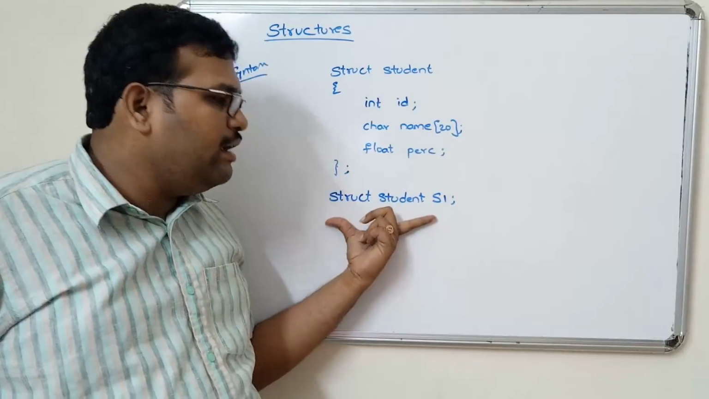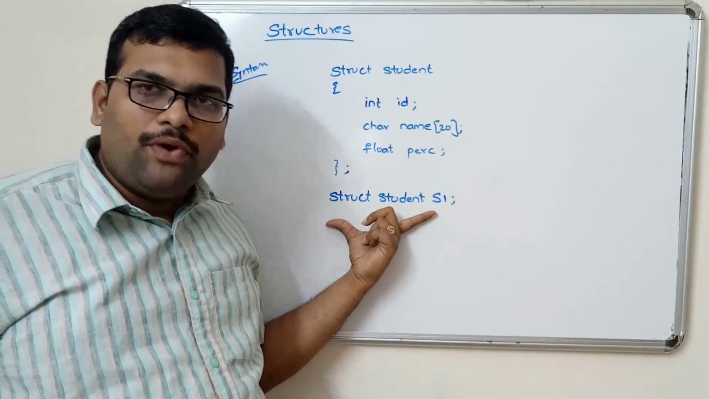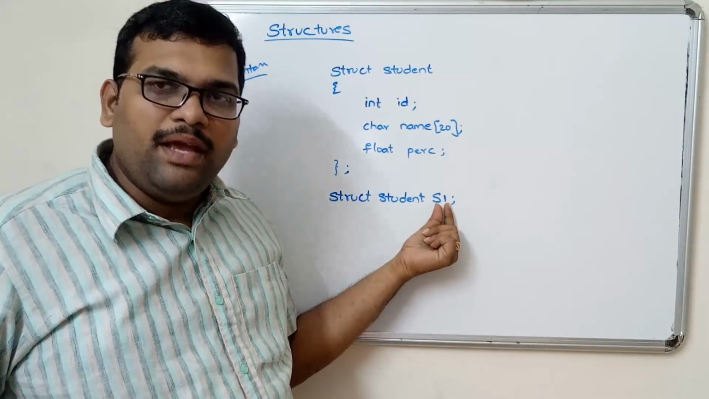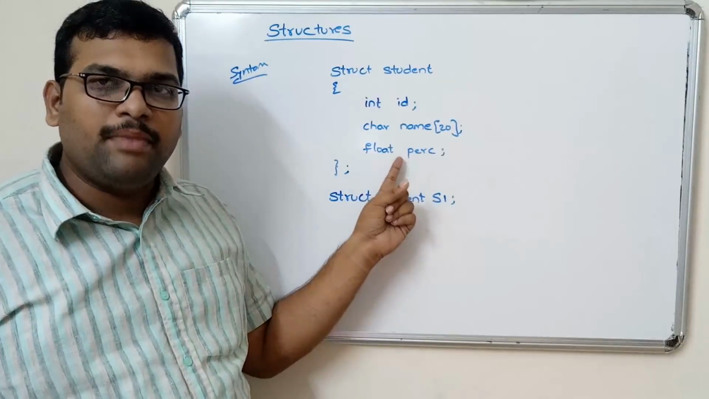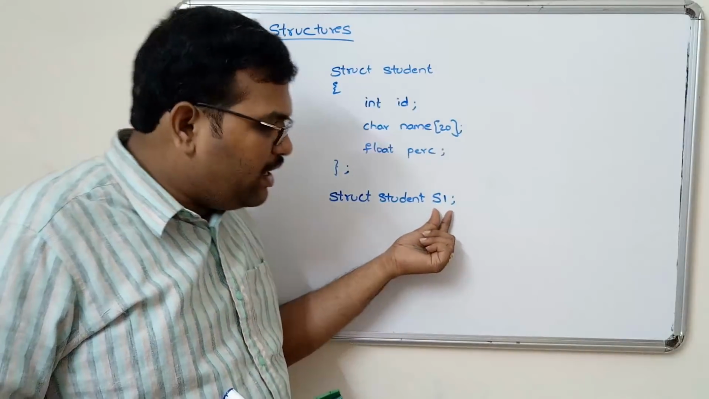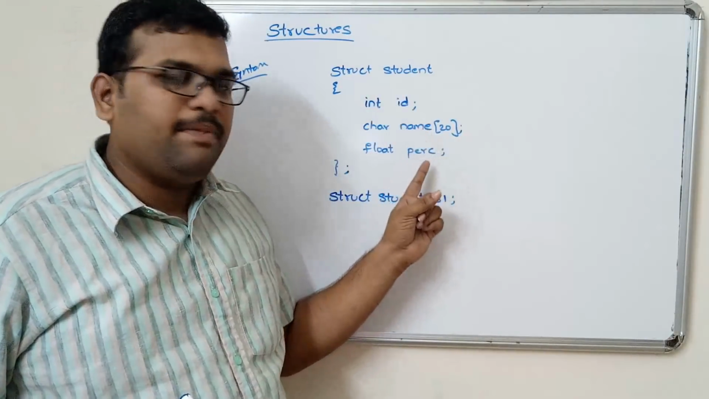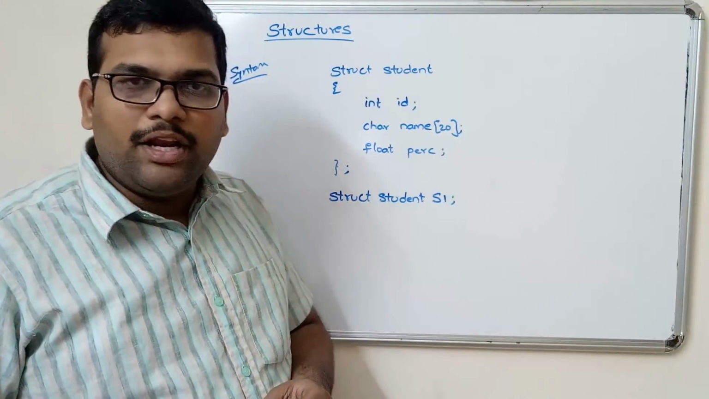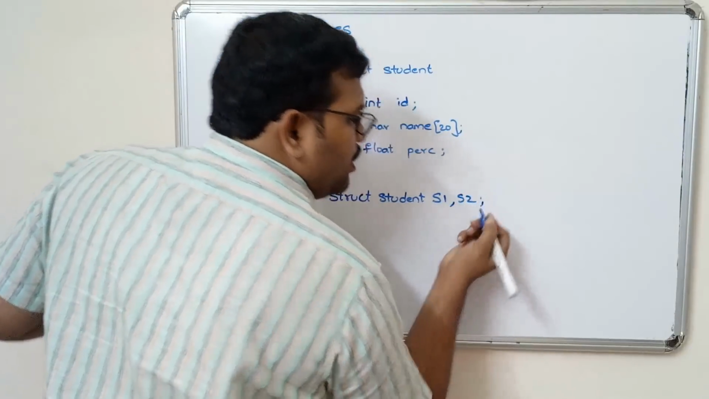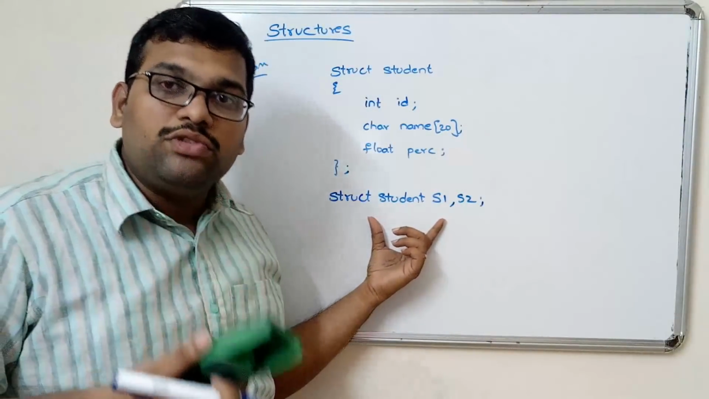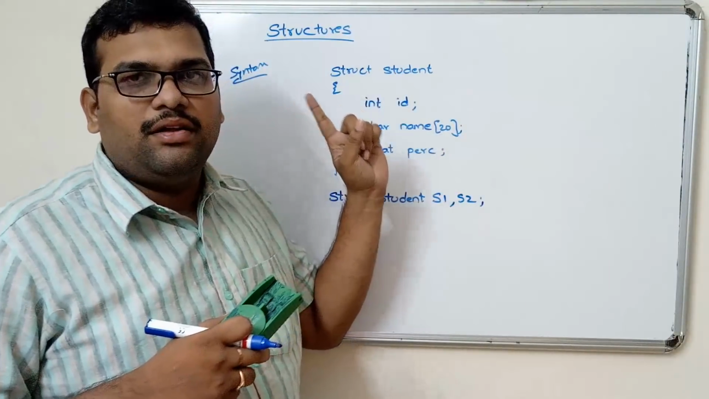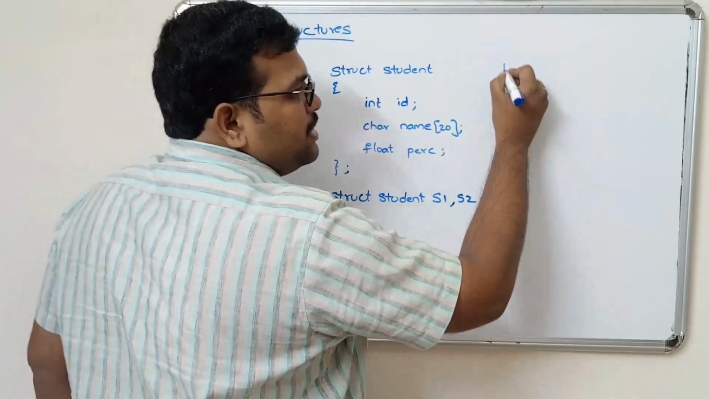So here we are declaring one structure variable which should follow the structure of a student. That means all the structure variables will be having all the data members of the structure, so they can access the members of a structure. So student 1 will be having ID, name, and percentage. If you want to declare one more variable, just use the comma operator and write s2. So this statement means we are declaring two structure variables s1 and s2 which should follow the structure of a student.